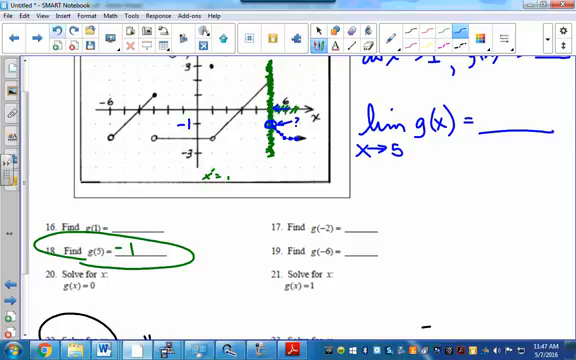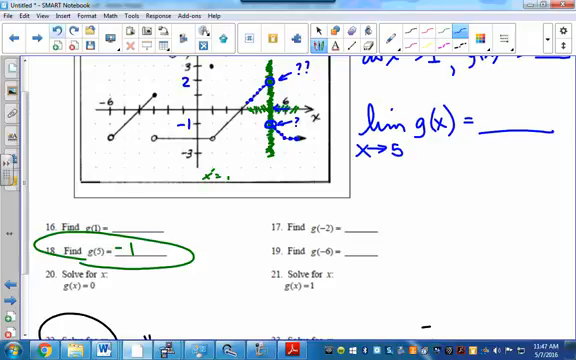Ooh, but what happens if we get close to 5 from the left side? Now we're coming in this way, and we're trying to figure out what's happening to the graph. There's a point here, there's a point here, there's a point. The graph is obviously increasing. We're rising, we're rising, we're rising. We seem to be getting close to this value. So what's that value? That looks like it's 2.